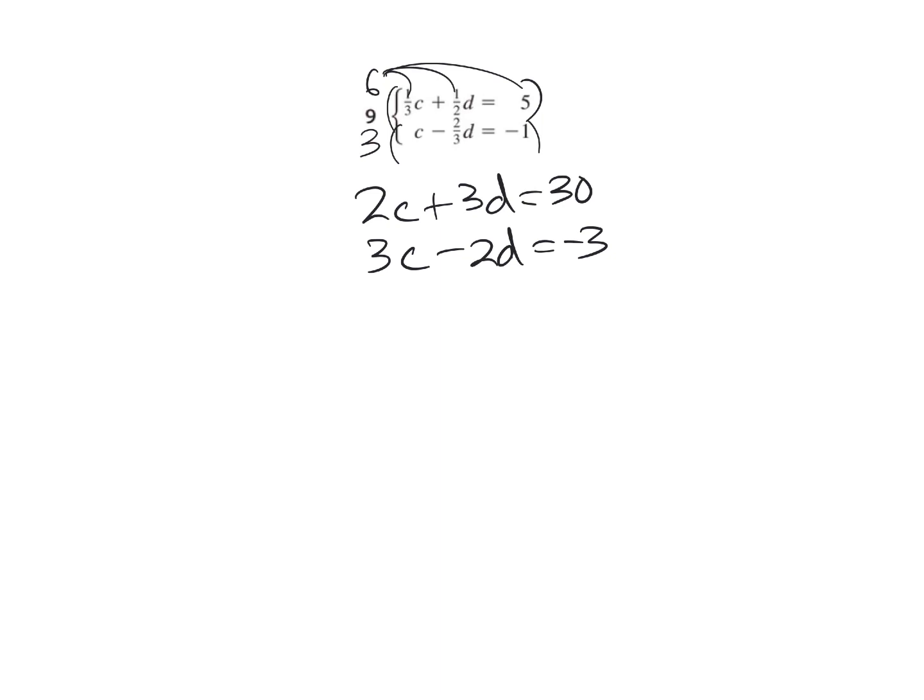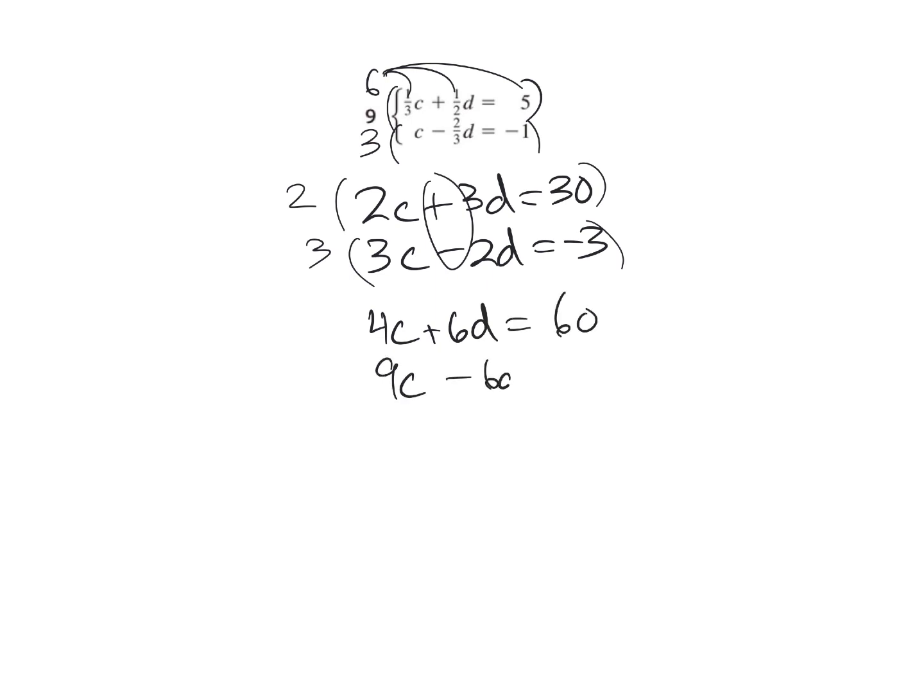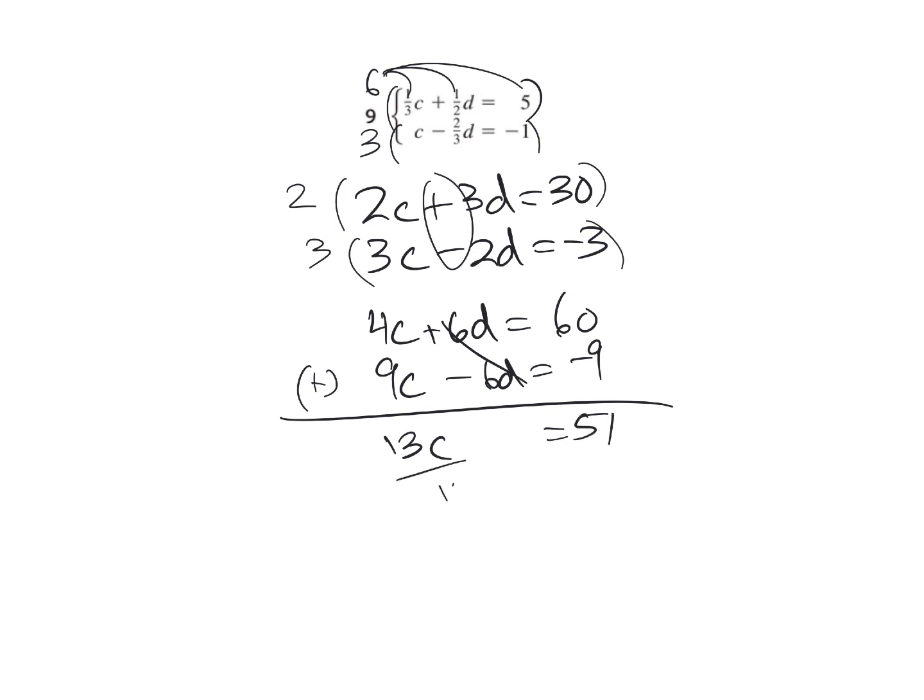Let's go ahead and since these are opposite, let's go ahead and get those to be 6's. So multiply by 2 and multiply this by 3. We get 4c plus 6d equals 60, and 9c minus 6d equals -9. 13c equals 51 divided by 13. C equals 51/13. That doesn't reduce. So let's go ahead and choose, I'll just use this one right here.